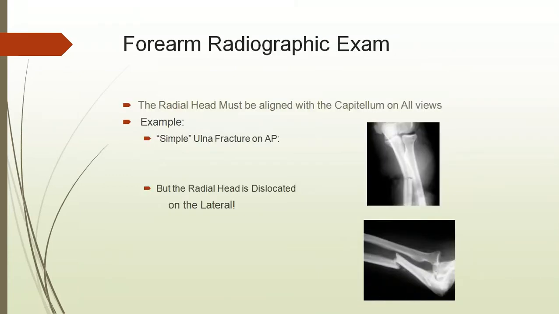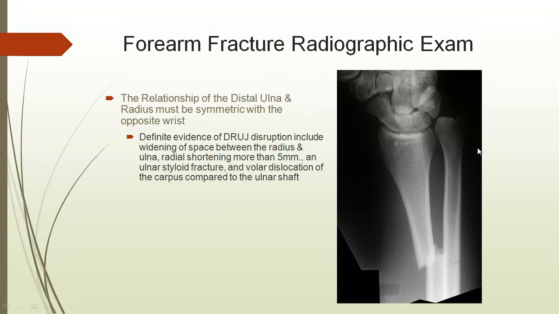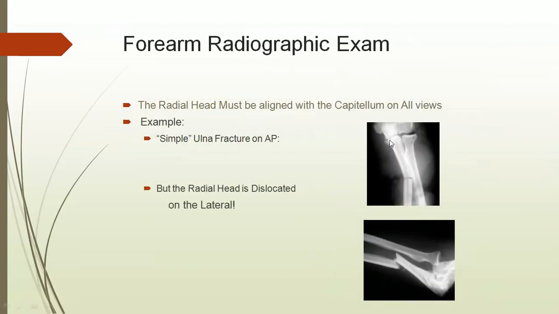In radiographic examination, the radial head must be aligned with the capitellum on all views. This is the radial head. It must align with the capitellum. And here is an example of a simple ulnar fracture. In some cases, the radial head is dislocated. If you see the second X-ray, the radial head is dislocated anteriorly, like this.